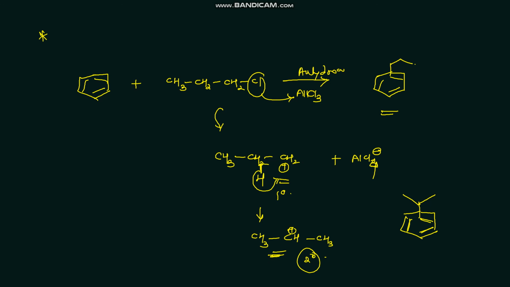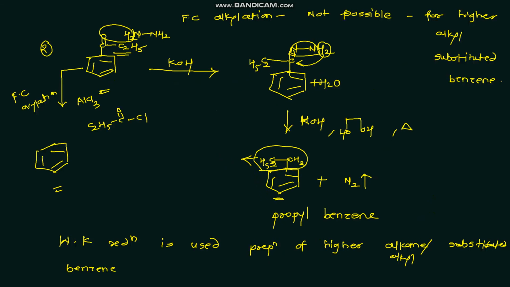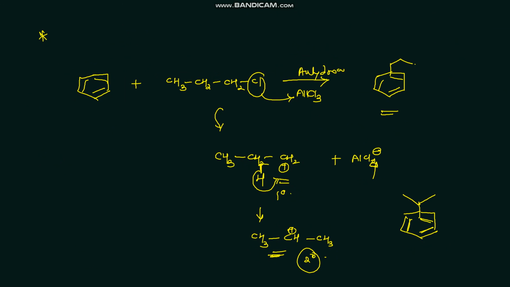Therefore, we use first Friedel-Crafts acylation, then Wolff-Kishner reduction. Here, this hydrogen is replaced by this CH3CH2CH2 group, and we get this compound.